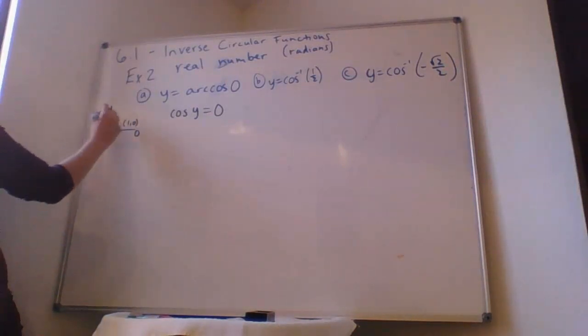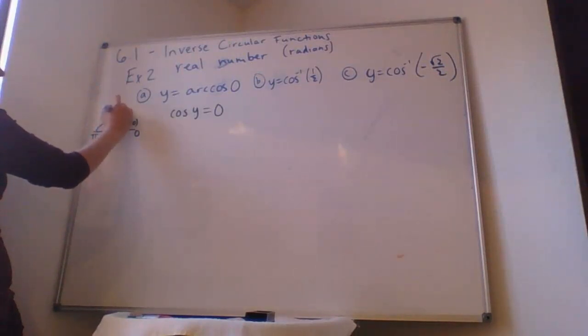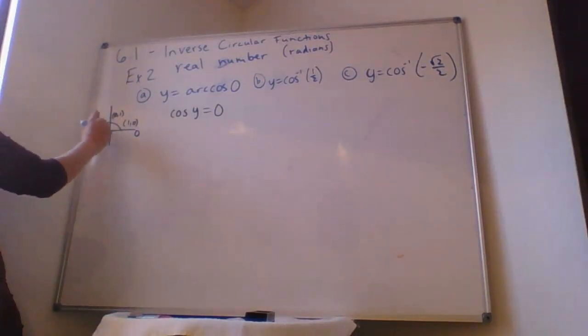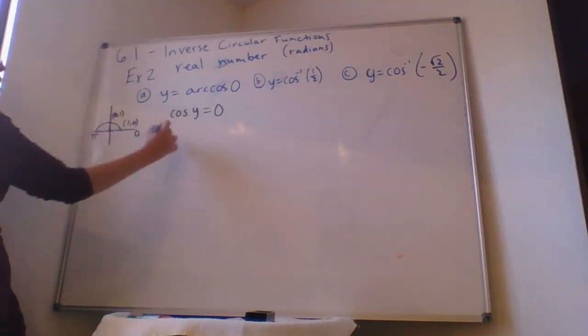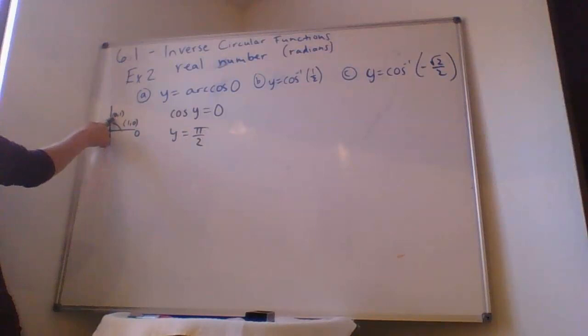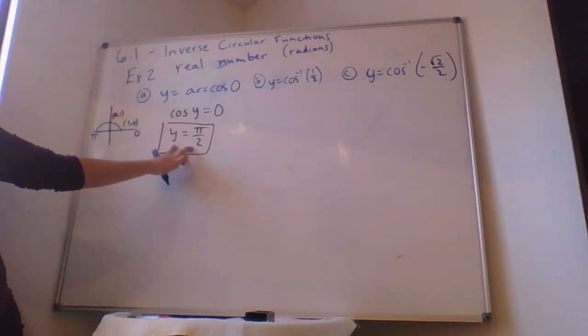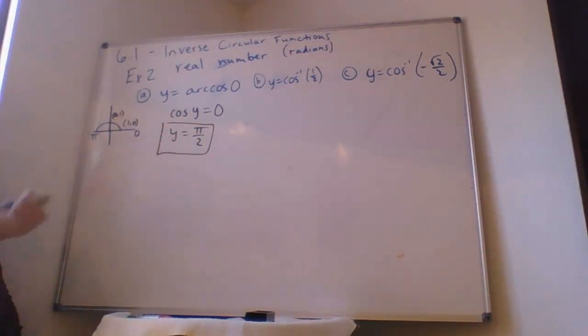Let's try pi over 2. So here our coordinates are (0, 1). Aha! So we get y has to be pi over 2 because our cosine, or our x value, is 0. And notice that pi over 2 is in fact in between 0 and pi.